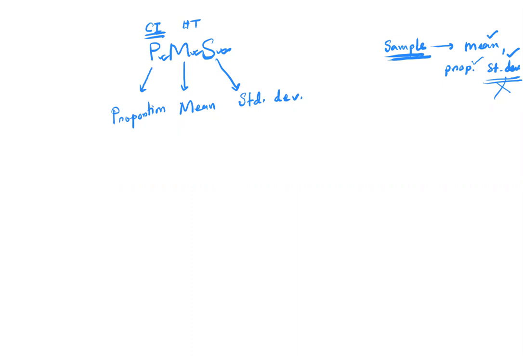We are going to do 3 types of confidence intervals. One is for proportion, one is for mean, and one is for standard deviation. Then we are going to do hypothesis testing for 3 things. One is for proportion, one is for mean, one is for standard deviation. So if you remember the PMS acronym, which I believe all of you do almost, then you'll remember how to structure the confidence interval and hypothesis testing along PMS acronym: proportion, mean, and standard deviation.